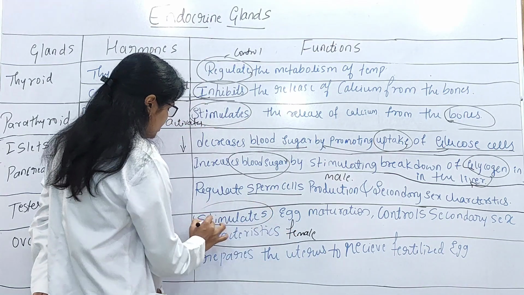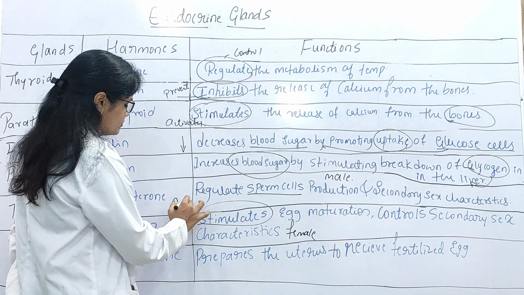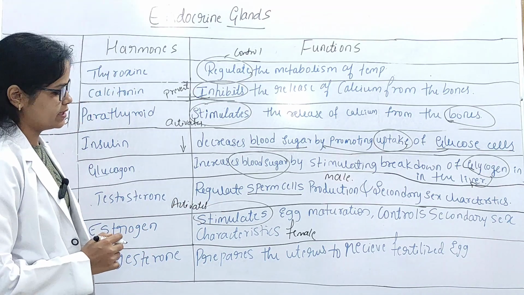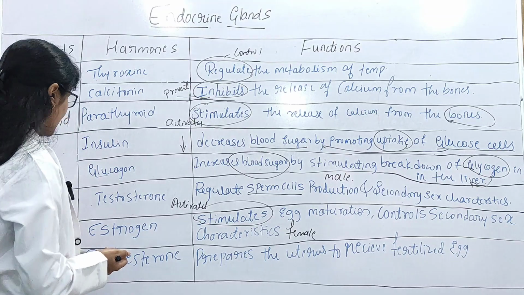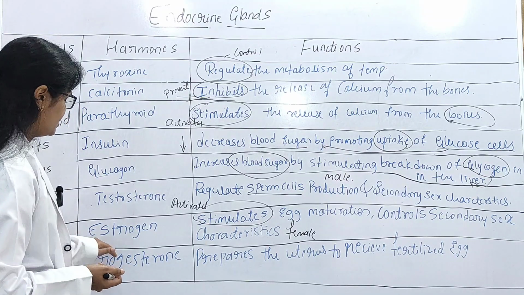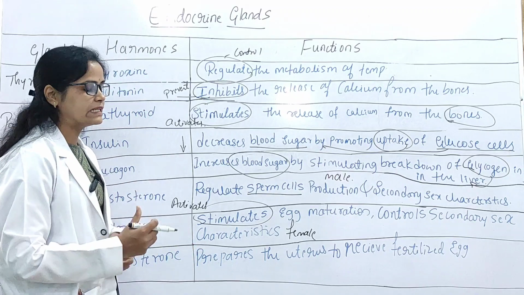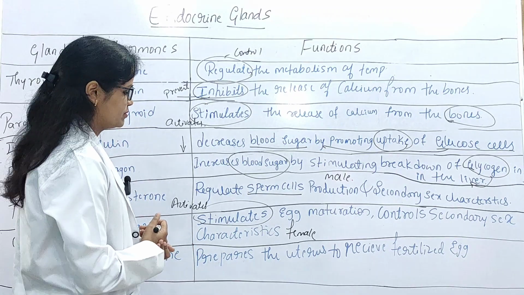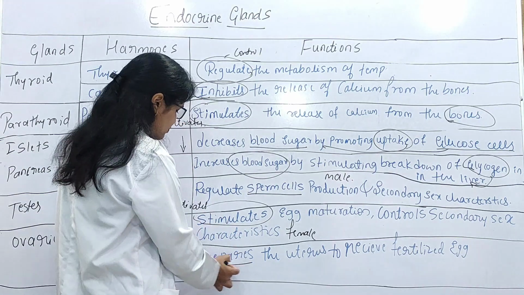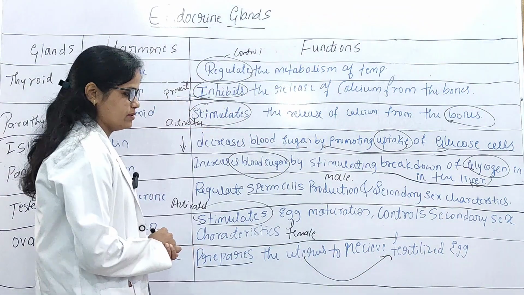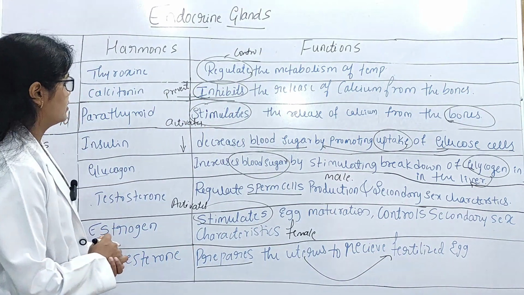We already know the meaning of stimulation, it means activates. It activates egg maturation and also controls the secondary sex characteristics in females. And another hormone released from the ovaries is progesterone. It prepares the uterus to receive the fertilized egg. So these are some of the functions of the endocrine glands.